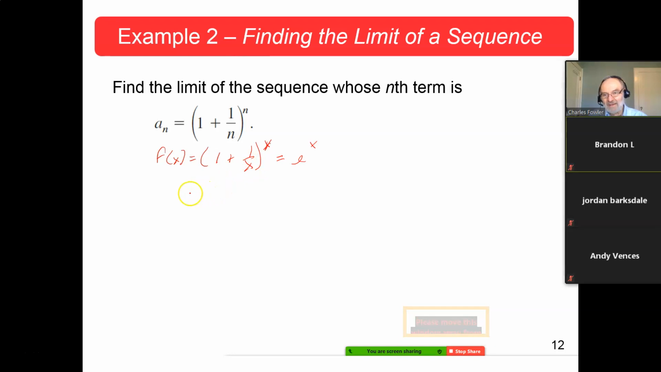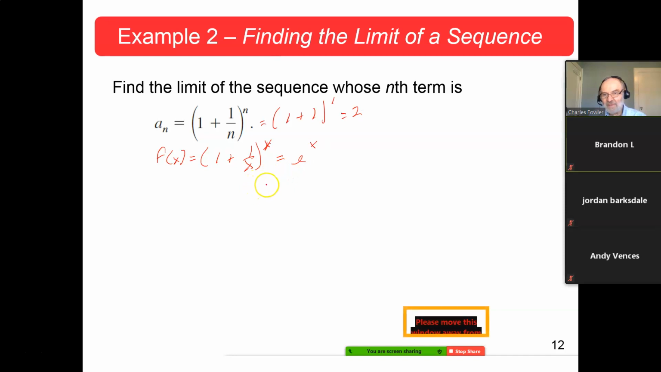Now, maybe I will write it out. Does anyone remember what, let's see. Well, let's just start doing some of those. Okay, the first one would be 1 plus 1 over 1, so that's going to be 2 raised to the 1 power. That's going to be 2.